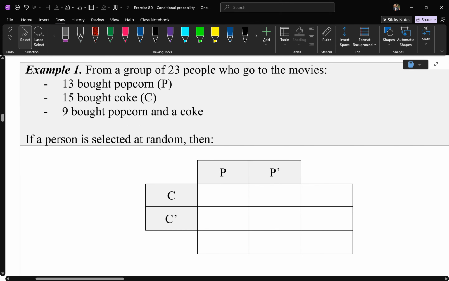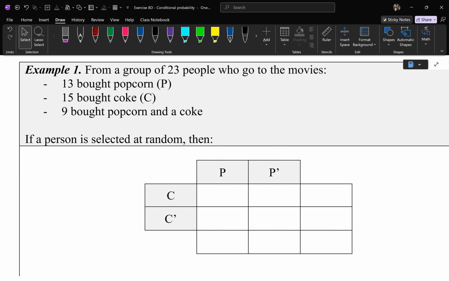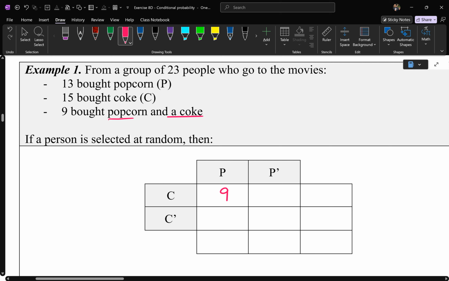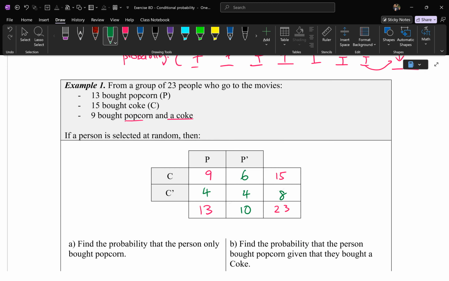From a group of 23 people who go to the movies, 13 bought popcorn, 15 bought Coke, and 9 bought popcorn and Coke. So let's fill it in. 9 bought both, so 9 goes here. There's meant to be a total of 23. 15 bought Coke, so 15's over here. And 13 bought popcorn. So what does that work out to be? This should be 4. This is 8, that's 4, 13 plus 10, and so this should be 6. All right, cool. I filled out the table.